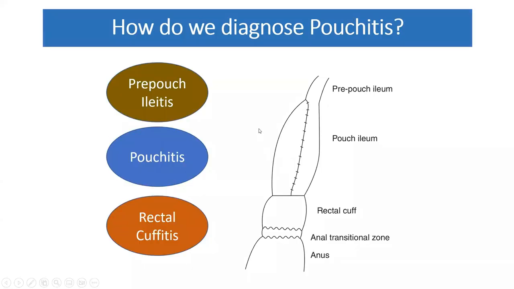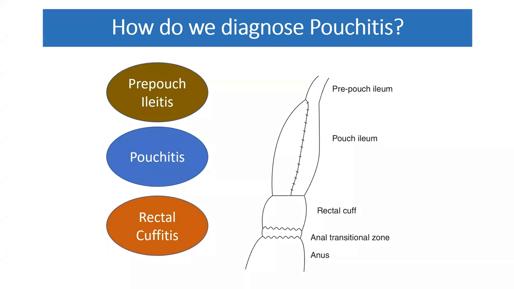The next step is that we said you now have the proper ileum, or the proper small bowel, higher up, and then the pouch ileum, which is the area that we connected together. We destroyed the wall in between. You remember, there is no wall anymore in between these two segments. So this is the actual pouch. And then you have the rectal cuff, and then you have the anal canal.